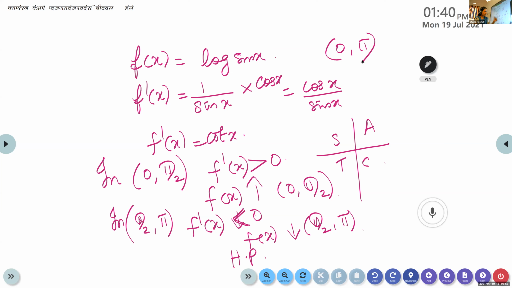Why? In one part it is increasing, in the other part it is decreasing. So if you take the interval as a whole, we can't say anything. We can say it is neither increasing nor decreasing. We can't say it completely.